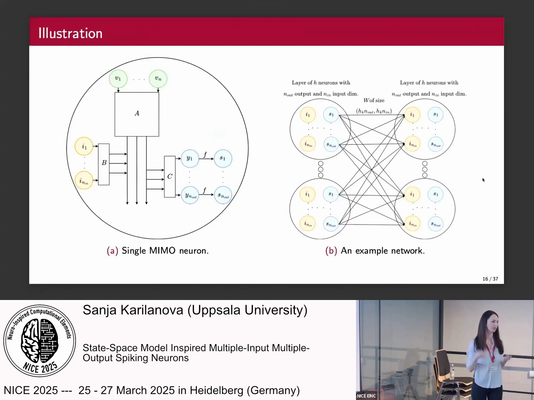Now the question is, how do we build networks out of this? Well, that's done simply by stacking these neurons in a layer, as shown here on the right-hand side, where every output channel of every neuron of the previous layer gets connected to every input channel in every neuron in the next layer. And this is done through a dense weight connection matrix.